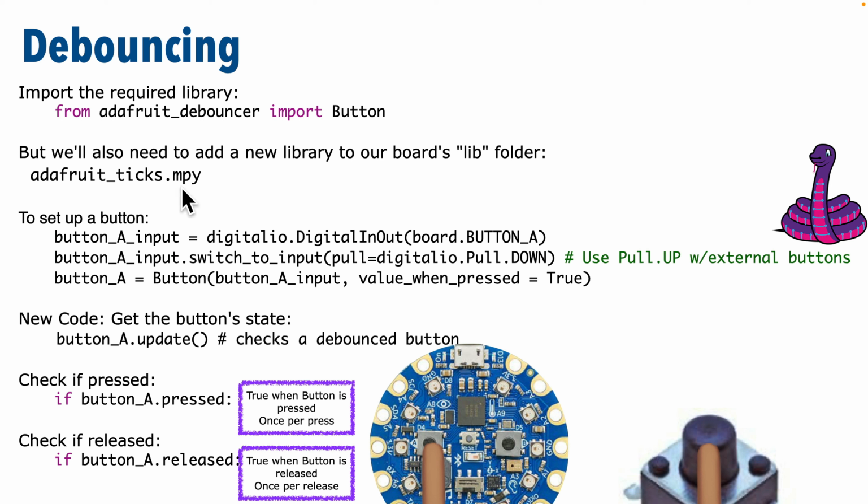So after I show you that error, we're going to go back to our original set of lib files. We'll find the adafruit_ticks.mpy file. We'll make a copy of it into the lib folder on our board.